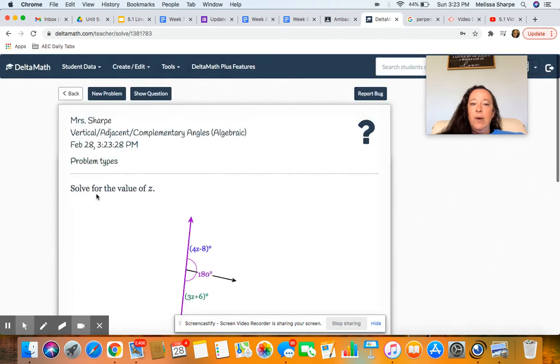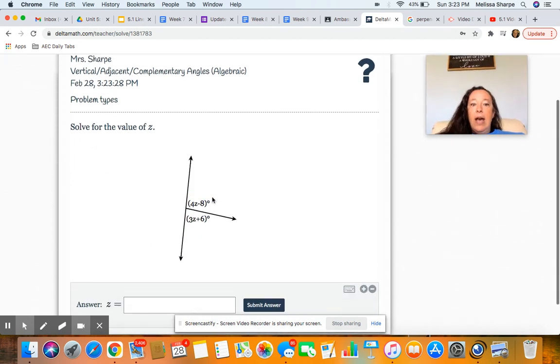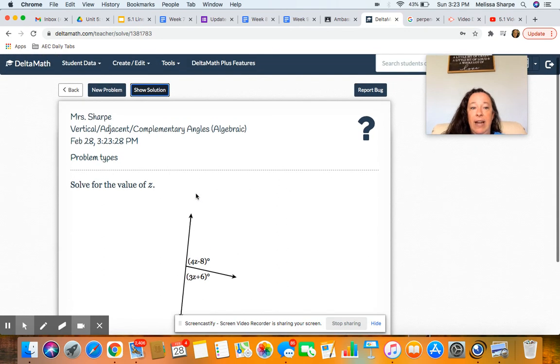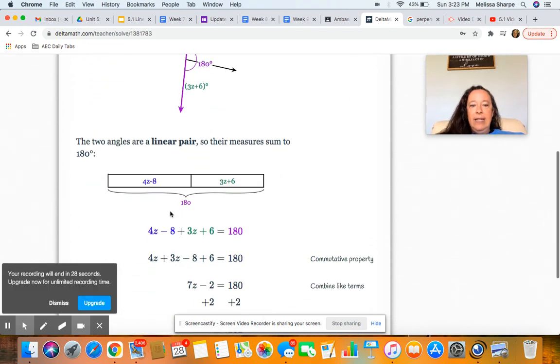Here's the algebraic ones where, let me show the question. Okay, what are these 2 going to add to? Those 2 make up a straight line. They're a linear pair, so they're supplementary. All right, so they're going to add to 180. So you set them up, you add them together, and set equal to 180.